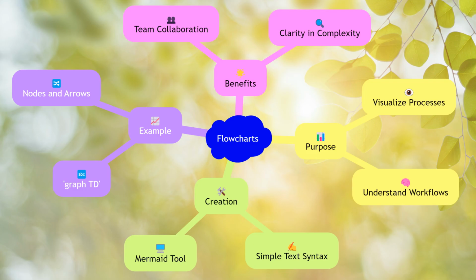Flowcharts are essential for visualizing processes and workflows. With Mermaid, you can create flowcharts using simple text syntax. For example, graph TD, A --> B, A --> C, B --> D, C --> D creates a flowchart with nodes A, B, C, and D, and arrows indicating the flow between them. This visual representation helps team members understand complex processes at a glance.